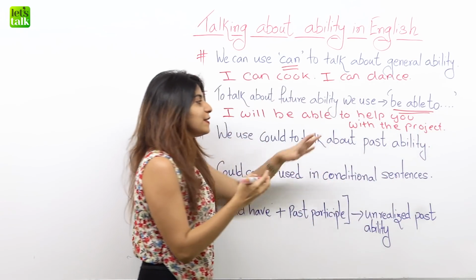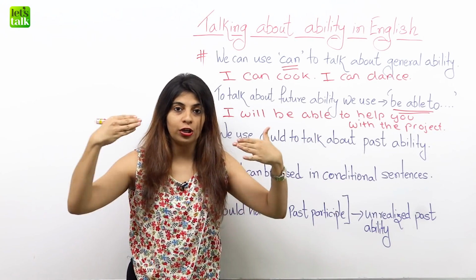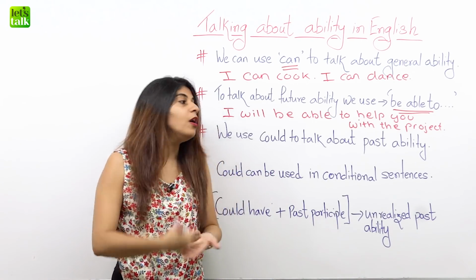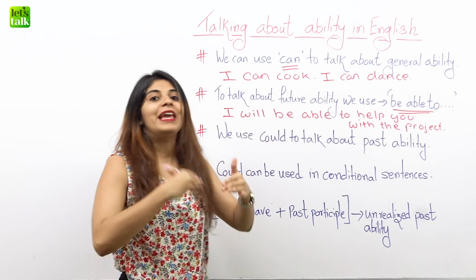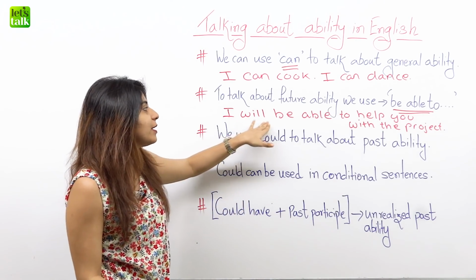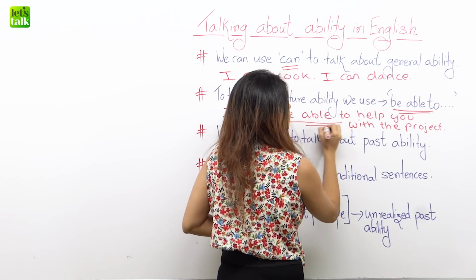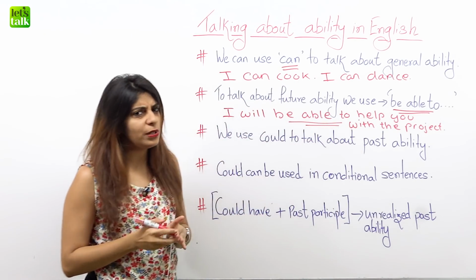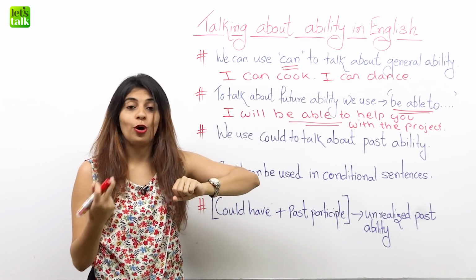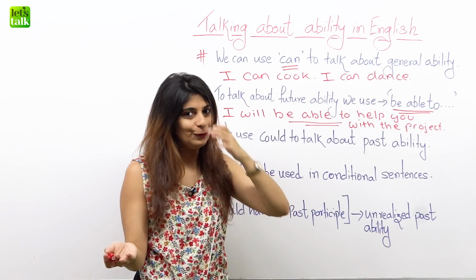Okay, so this is your ability, but it's your future ability. You're not talking about something that you can do right now, but you will be able to help him. So it's about future, and that's exactly the reason why you're using the structure be able to. So usually avoid using the word can when you're talking about future ability. Instead of that, use be able to.